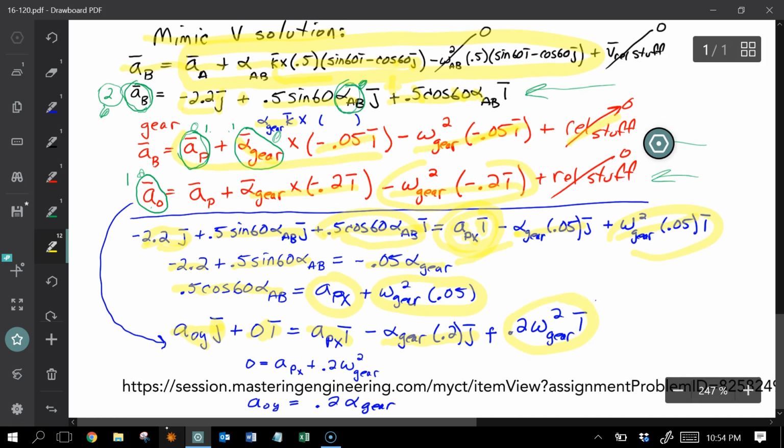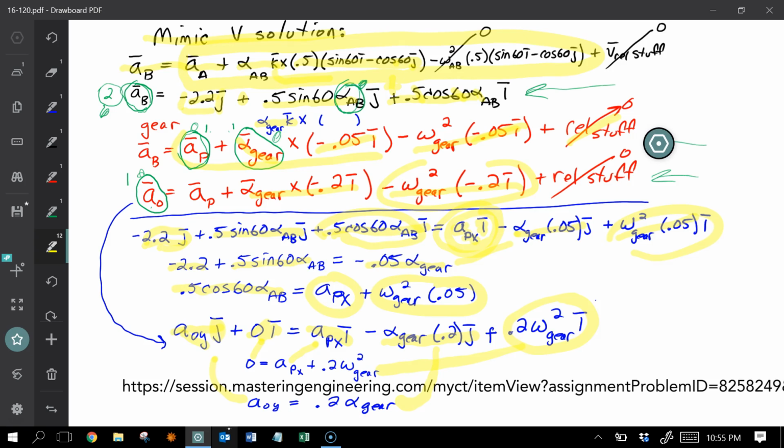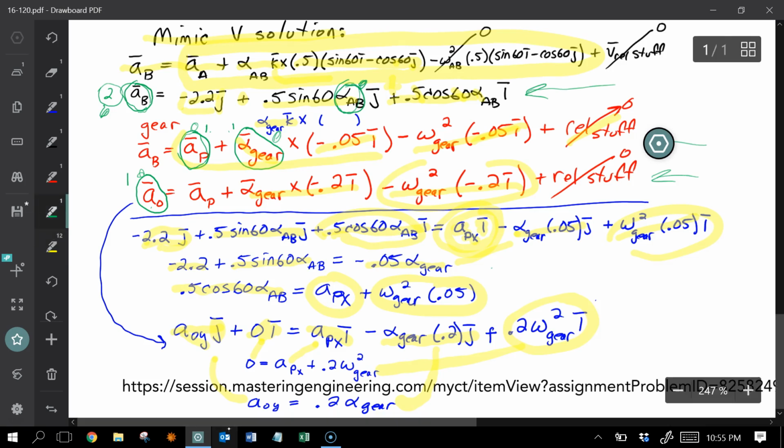So on the left-hand side, the I's, I have no I. And then on the right-hand side, I have an APX, and I have a 0.2 omega squared. And then on the left-hand side, the J's, I have an AOY, and on the J, I have a 0.2 alpha of the gear. Okay, so what you do is you solve the equations here. That's 1. Here's the second equation. It's 2. Here's a third equation, right there. And you really don't need this one, unless you really want AOY.